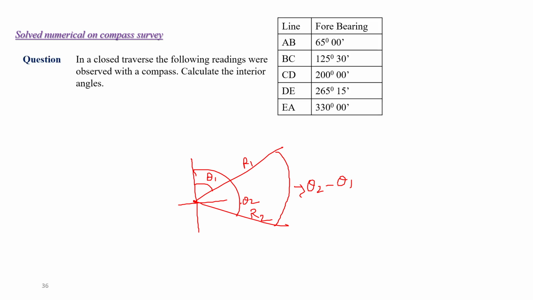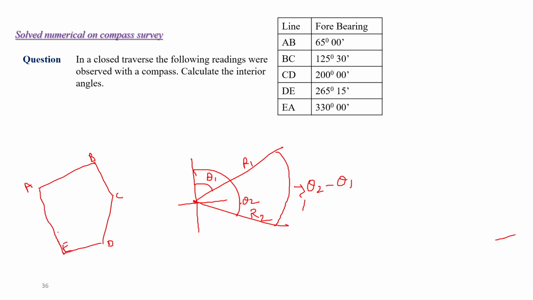Read the statement: the closed traverse. What is the meaning of traverse here? Traverse means connected lines. Here it is written that it is a closed traverse, meaning the starting and end point of the traverse are the same. Connected lines means suppose we start from A to B, B to C, C to D, D to E, and E to A.